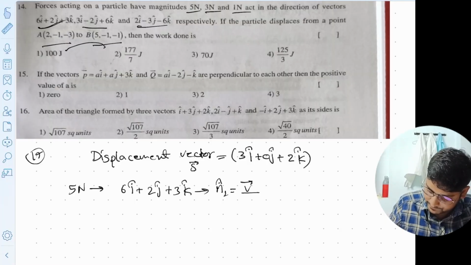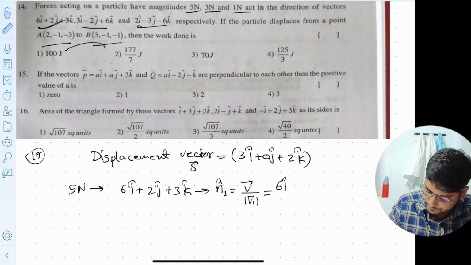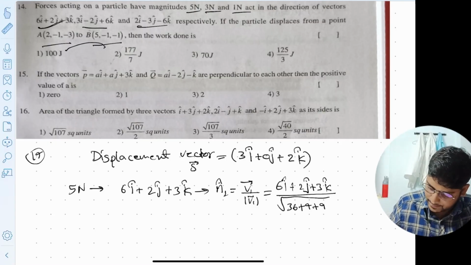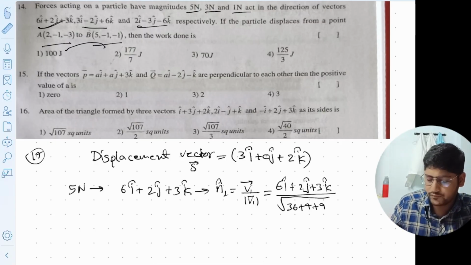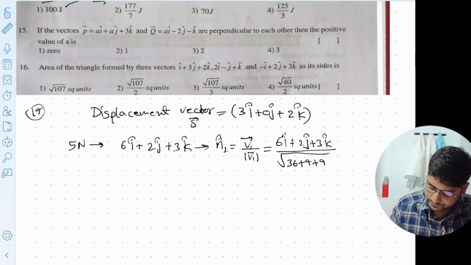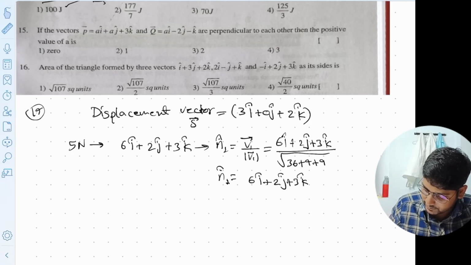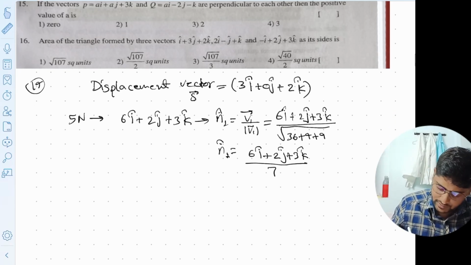Vector divided by its magnitude. Suppose the vector is v1 divided by magnitude. So the vector is 6 i cap plus 2 j cap plus 3 k cap divided by the magnitude, which is the square root of 6 squared 36 plus 2 squared 4 plus 3 squared 9. So 36 plus 4 is 40, 40 plus 9 is 49, and the square root of 49 is 7. So your n1 cap will be equal to 6 i cap plus 2 j cap plus 3 k cap divided by 7.